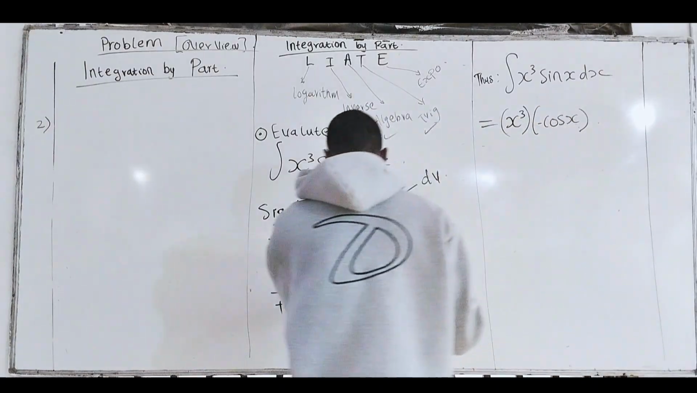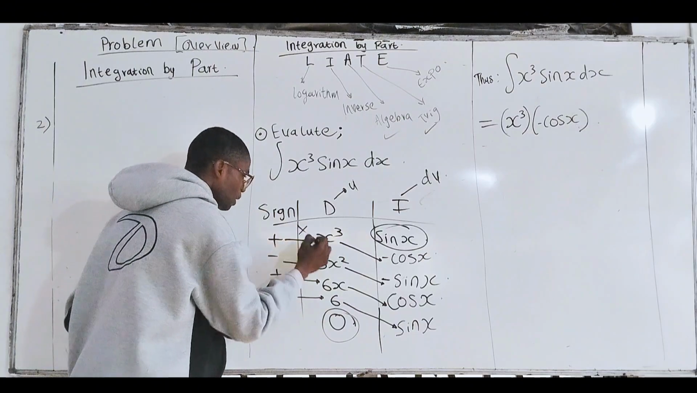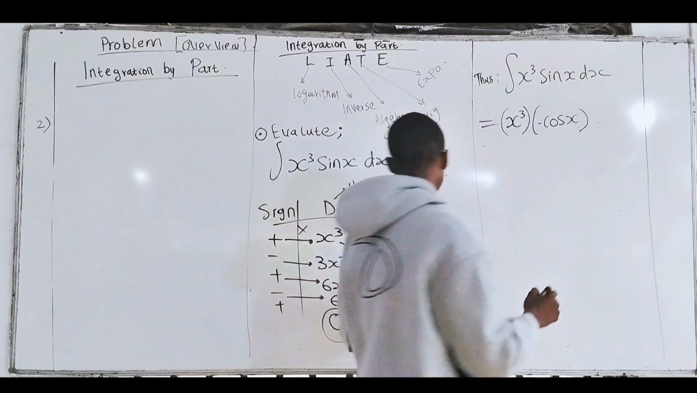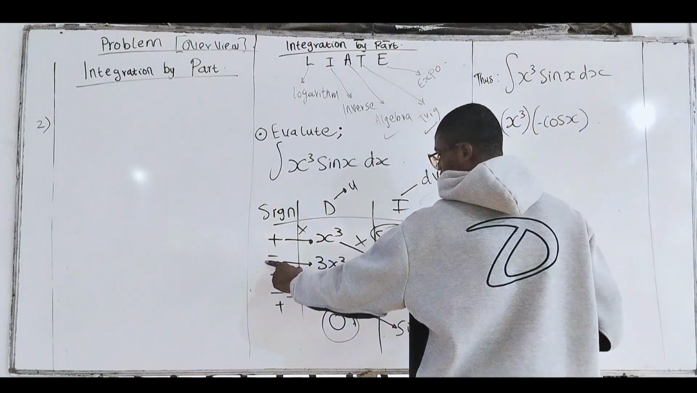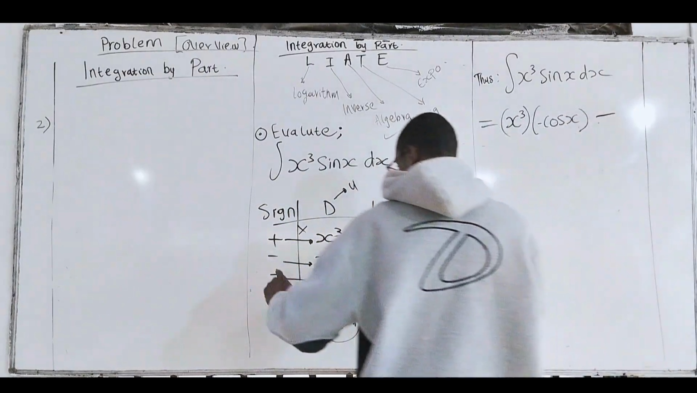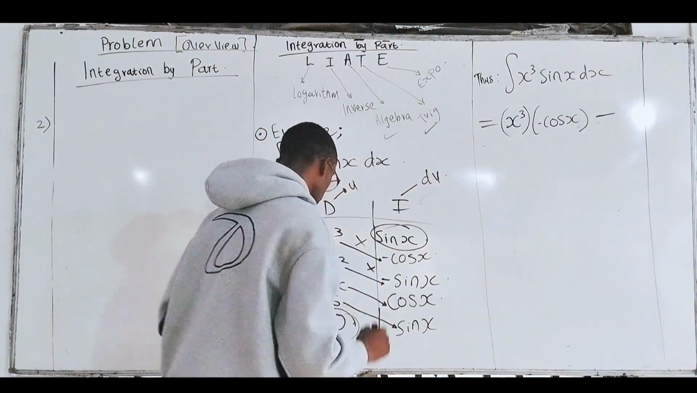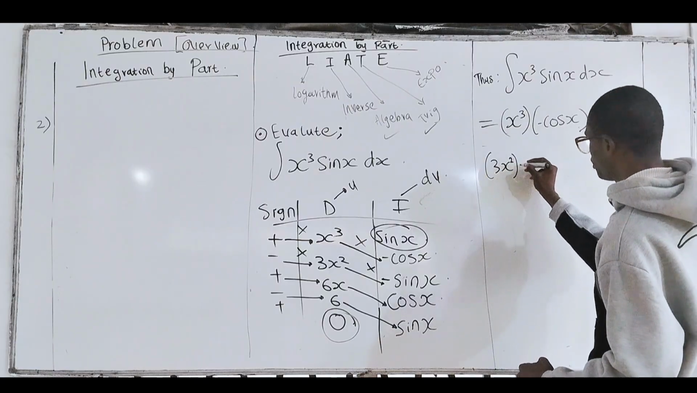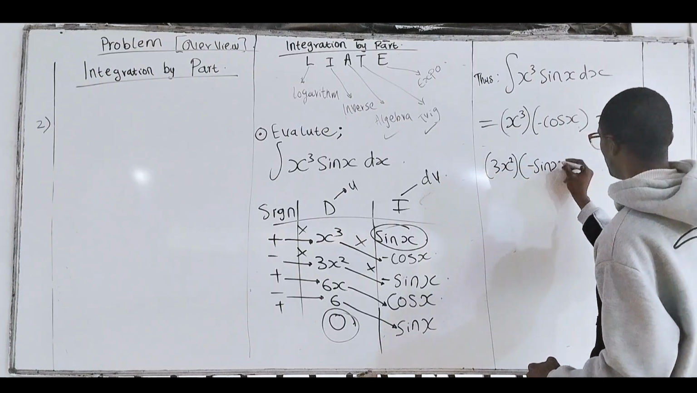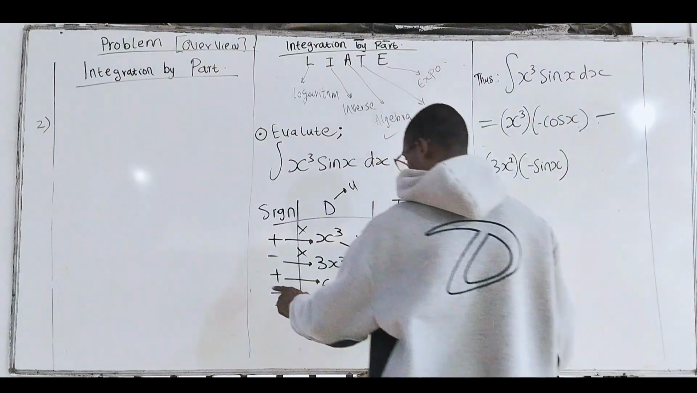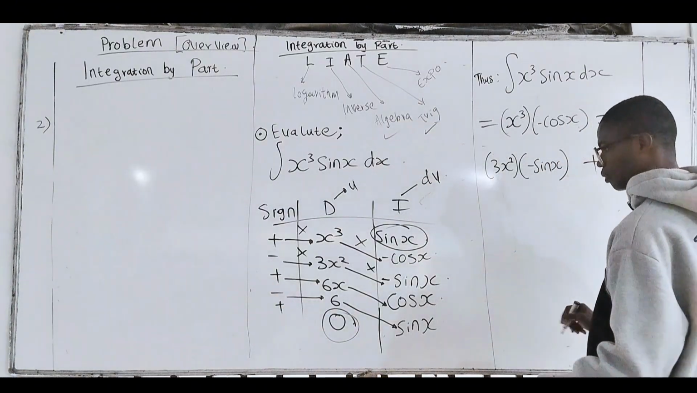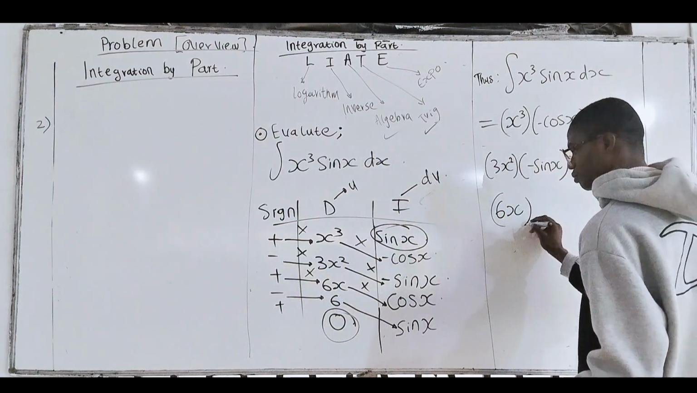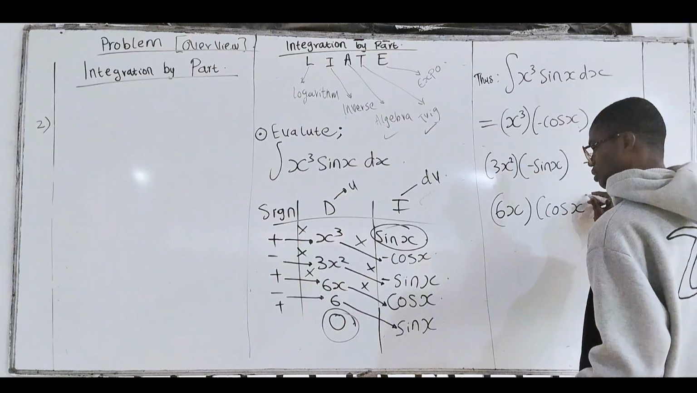So let me write it in case some students are being confused. You are multiplying this. Then after you finish multiplying, you go to the next row. What sign? Minus. Remember, multiplying again. So if you multiply, you have minus 3x squared, then minus sine x. After that, you come here, which is 6x. Then you are multiplying, which is 6x, then cos x, right?